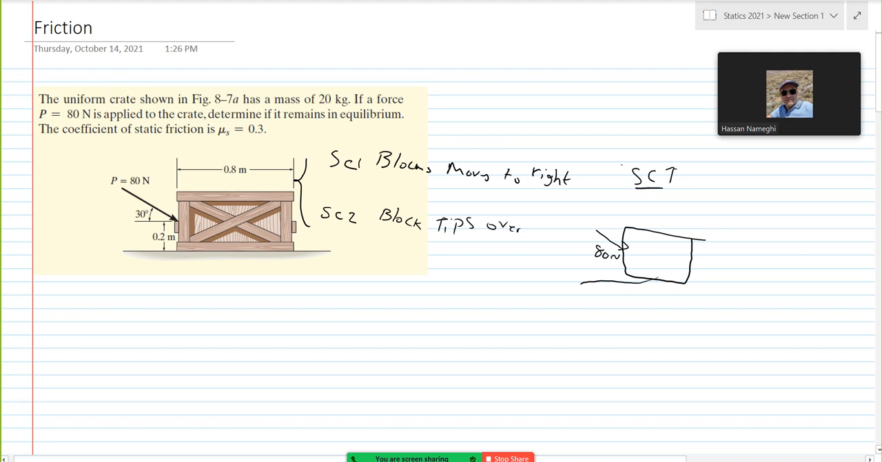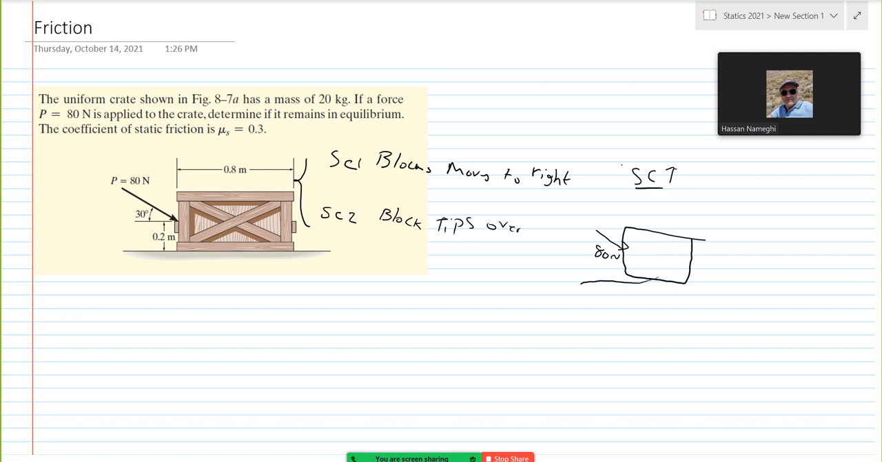Okay, one problem involving friction. In this problem, as you can see, there's a crate and an 80 Newton force is applied to it. There will be two scenarios for motion. One scenario is the block moves to the right. The other scenario is the block tips over. So I need to consider both scenarios.